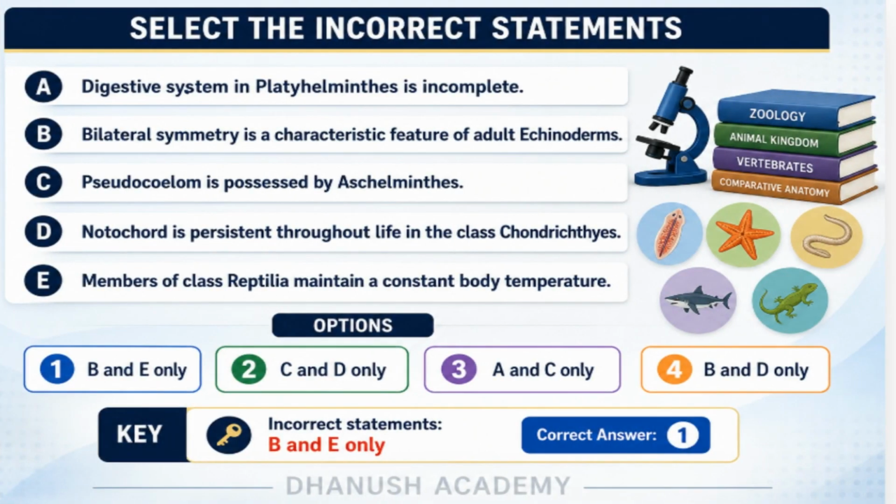We need to select the incorrect statements. Bilateral symmetry is characteristic of larval, not adult, echinoderms. Members of class Reptilia are poikilotherms and do not maintain a constant body temperature. Therefore, statements B and E are incorrect. The correct option is 1.